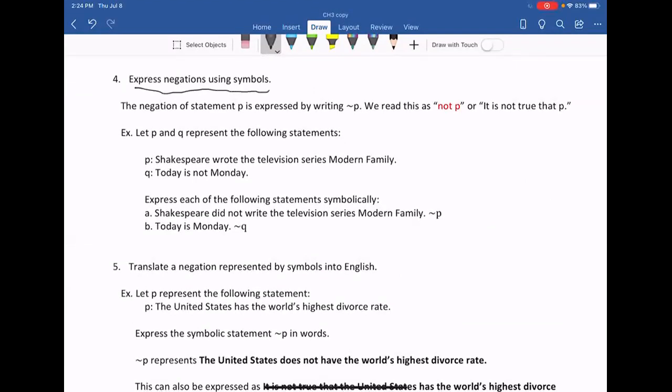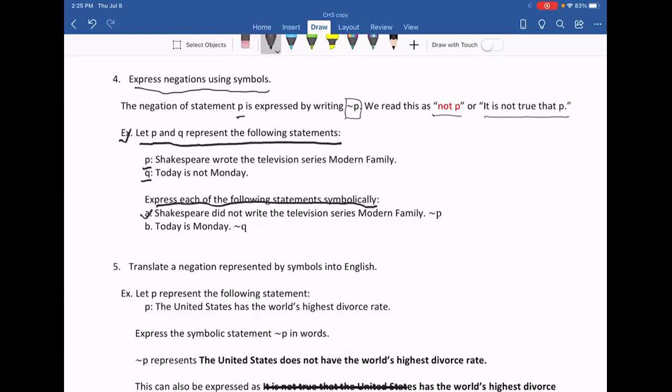Express the negation using symbols. The negation of statement P is expressed by writing not P. We read it as not P, or it is not true that P. For example, let P and Q represent the following statements. P is Shakespeare wrote the television series Modern Family. Q is today is not Monday. How to express each of the following statements by the symbol.